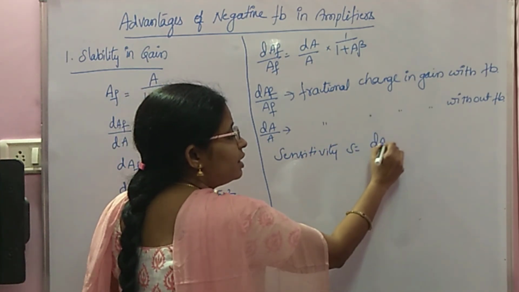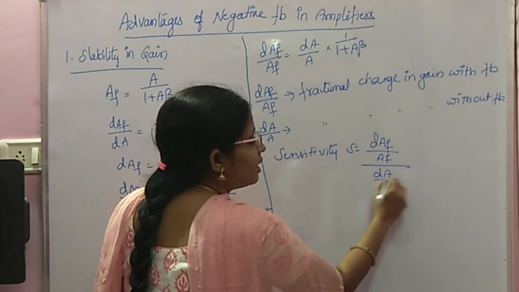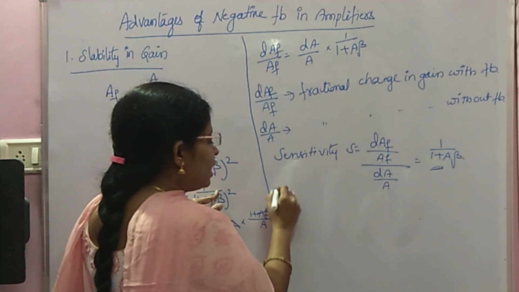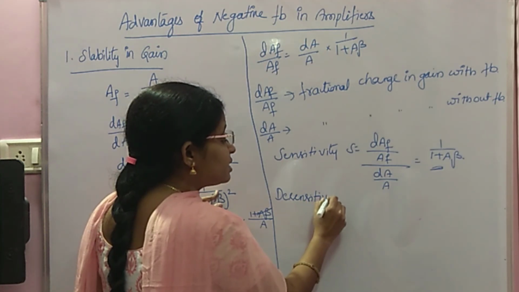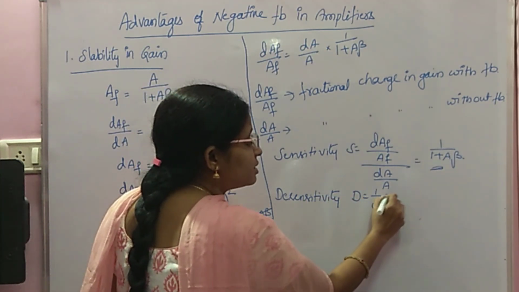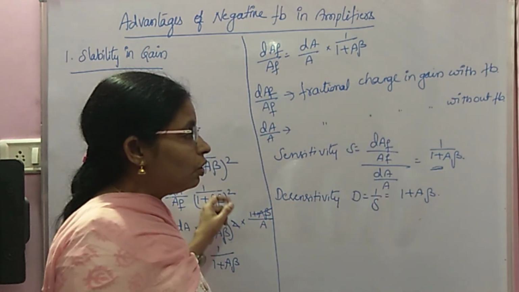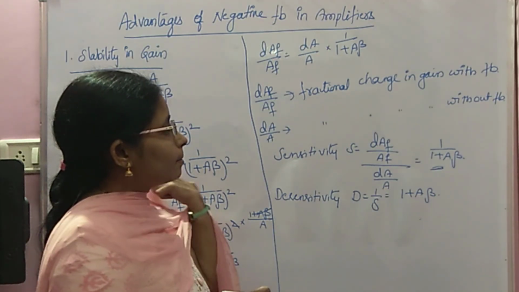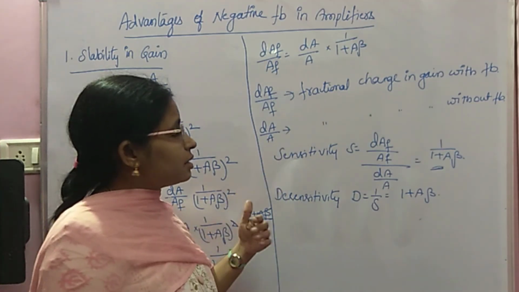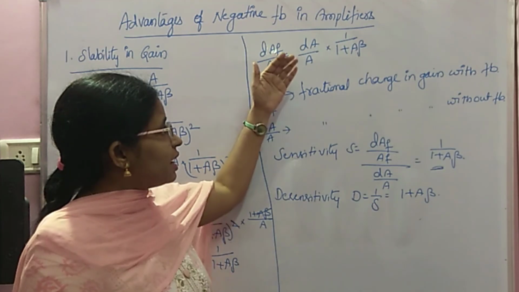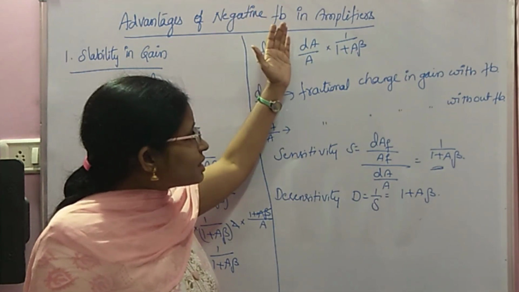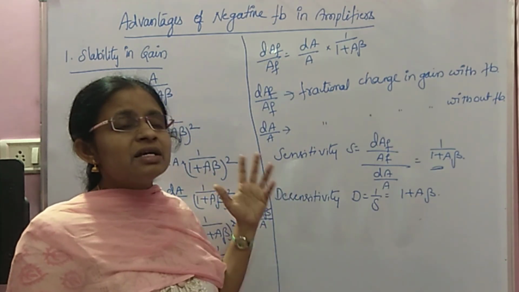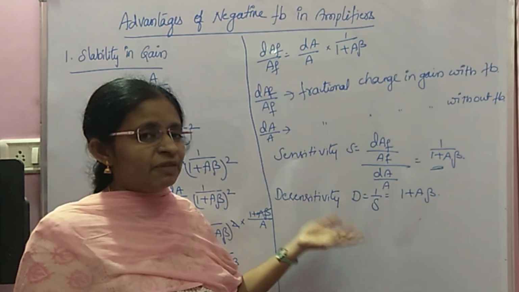Sensitivity S is equal to dAF by AF by dA by A. What is this? 1 by 1 plus A beta. So this term is called the sensitivity term, and there exists an opposite term called desensitivity. Desensitivity D equals 1 by S, that is 1 plus A beta. So this is about the stability in gain. In terms of desensitivity, the fractional change in gain with feedback is lesser than the fractional change in gain without feedback by a factor desensitivity. With this we can say there exists stability in gain if we use a negative feedback in amplifiers.